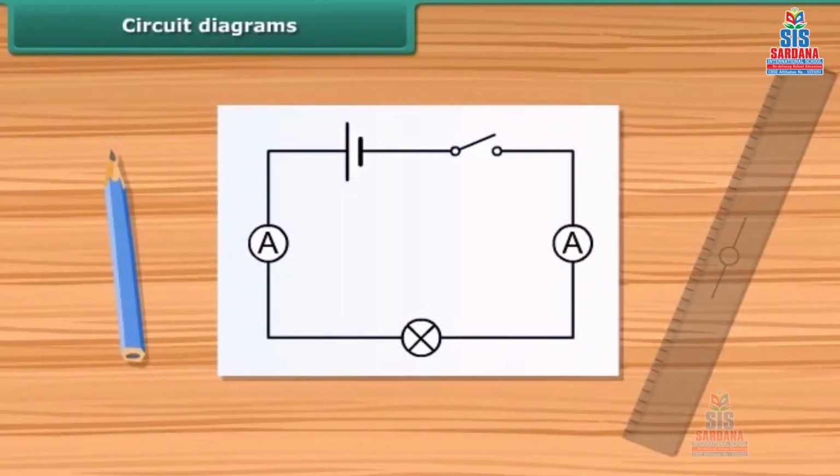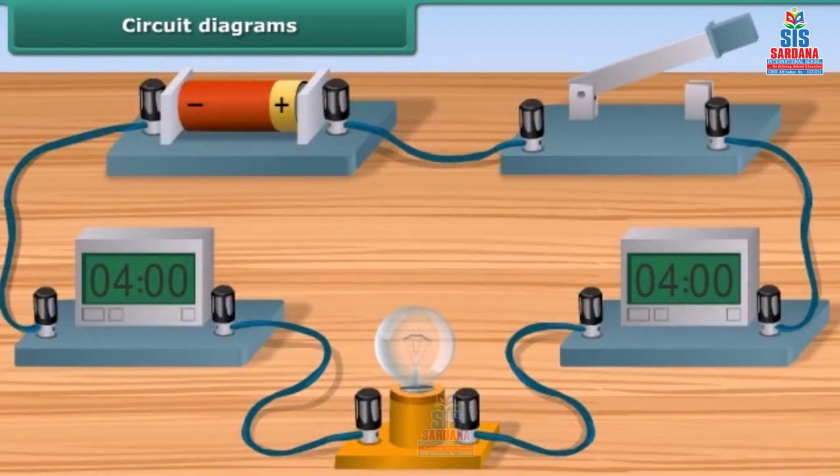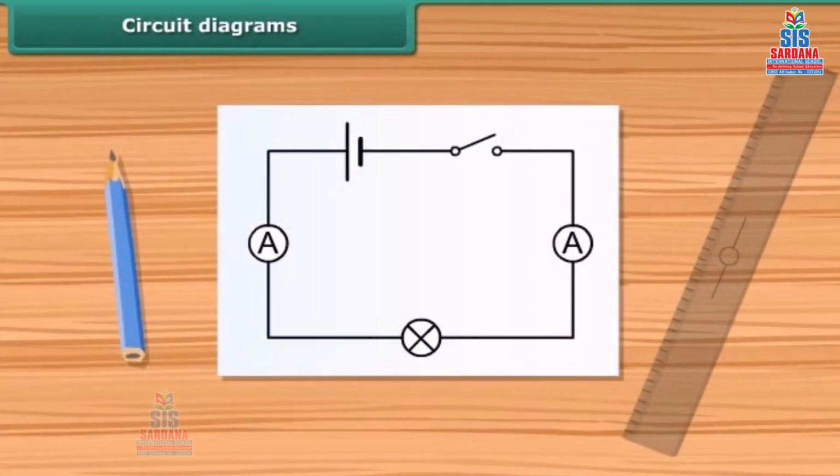Circuit diagram. Circuit diagram is a simplified representation of an electrical circuit. It is a drawing using standardized symbols of the arrangement. It shows how electronic components are connected together.